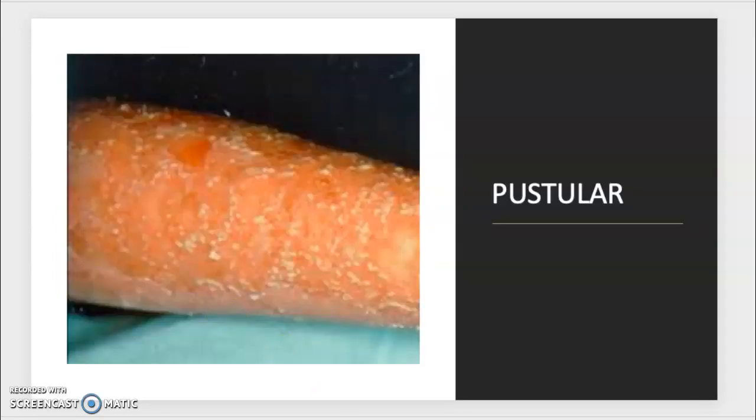Next, we have pustular psoriasis. Pustular psoriasis is characterized by white pustules or blisters of non-infectious pus surrounded by red skin. The pus consists of white blood cells. It's not an infection, nor is it contagious. This type of psoriasis can occur in any part of the body, but usually occurs in the hands or feet.